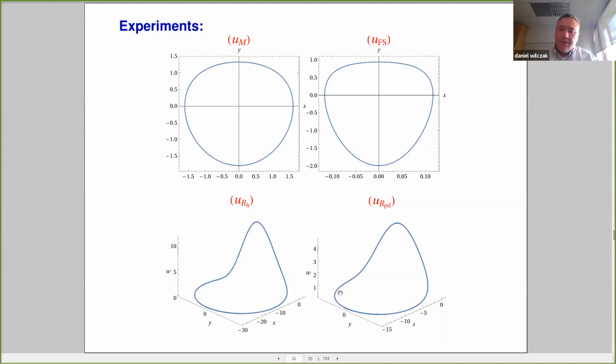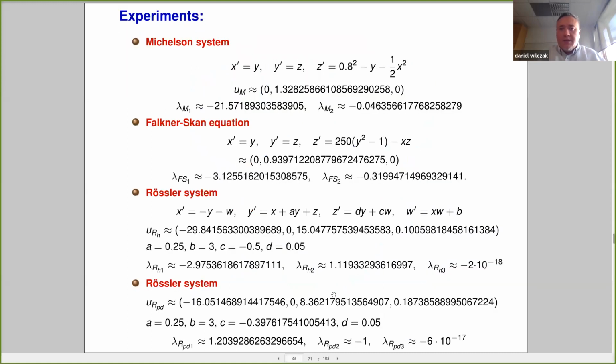And this is the same system, the 4-dimensional Rosler system, but in the case when one parameter is chosen so that this orbit is exactly at period doubling. So one of the eigenvalues is equal to -1. And this is the data. Michelson system is that system. This is our initial condition for periodic orbits, and the derivative eigenvalues of Poincaré maps are like that. So this orbit is hyperbolic.